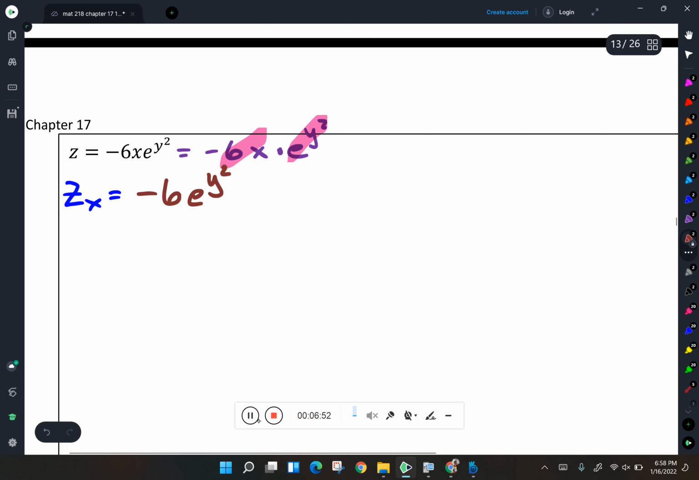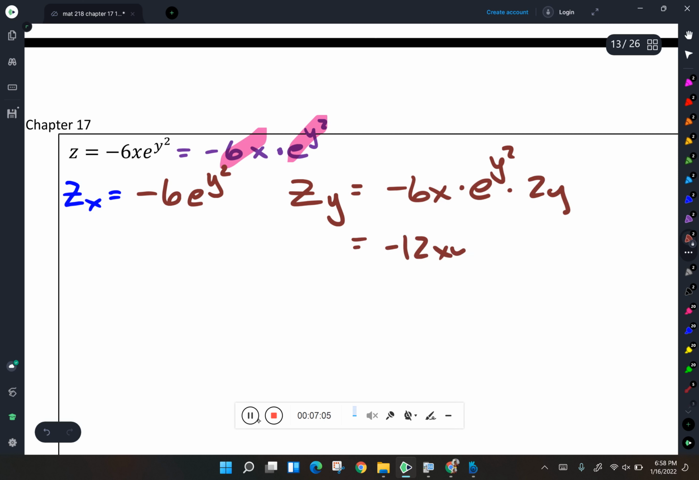All right. How about z sub y? Let's see, that's going to be negative 6x times e to the y squared times 2y. So I'll clean that up. That's going to be negative 12xy e to the y squared. And there's my z sub y.